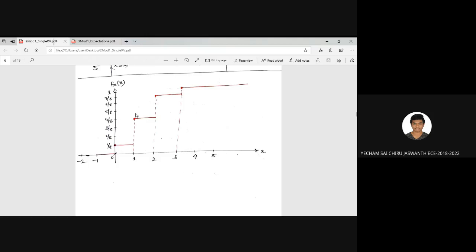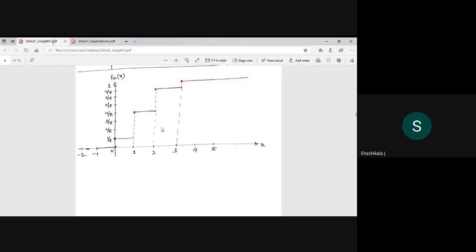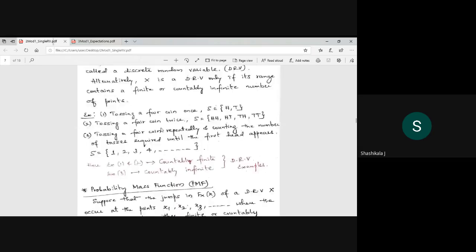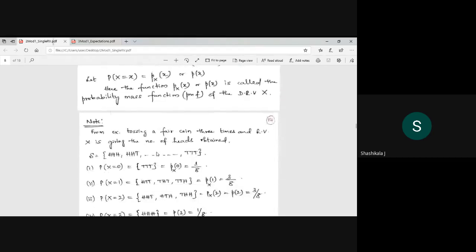The PDF is the differentiation of the CDF. You see this, capital F of X is what? CDF or PDF? It is the CDF, you can remember it is like a step. When you differentiate this, you are going to get the PDF. Okay. And what is the difference between PMF and PDF?